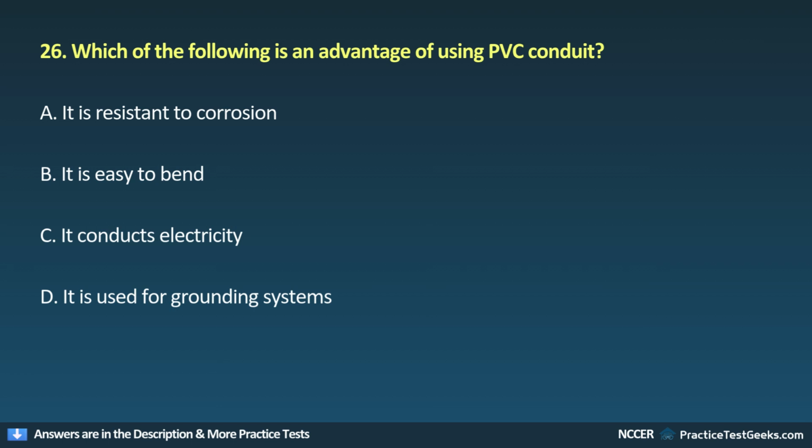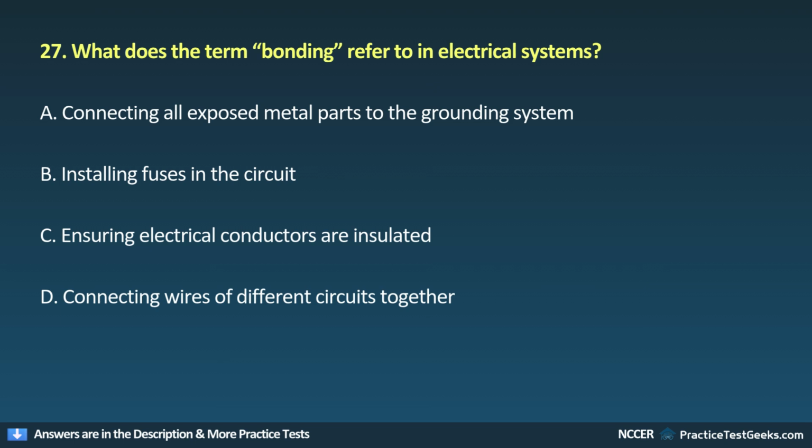A. It is resistant to corrosion. B. It is easy to bend. C. It conducts electricity. D. It is used for grounding systems. 27. What does the term bonding refer to in electrical systems?